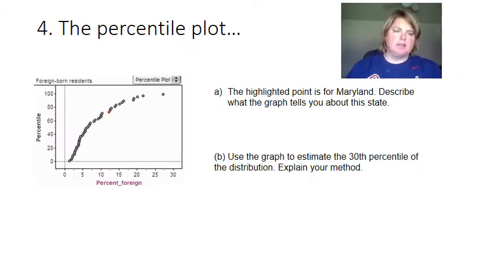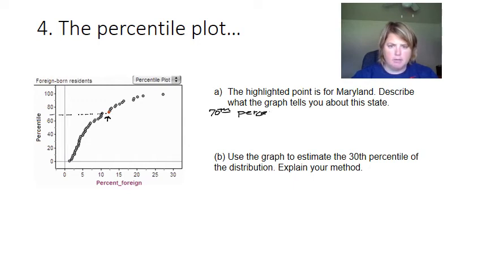All right, so let's look at example 4, the percentile plot. Below shows the distribution of the percent of foreign-born residents in the 50 states. The highlighted point is for Maryland. I drew a little arrow so that you could see. Describe what the graph tells you about this state. From that highlighted spot, we're going to go directly across, and this will tell us the percentile. So it's about the 70th percentile. We're just going to write that down.